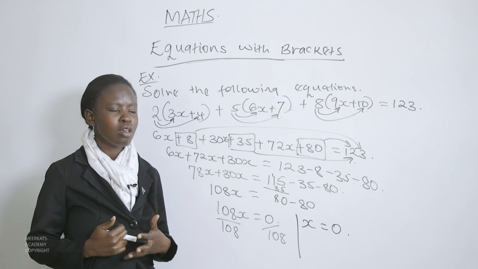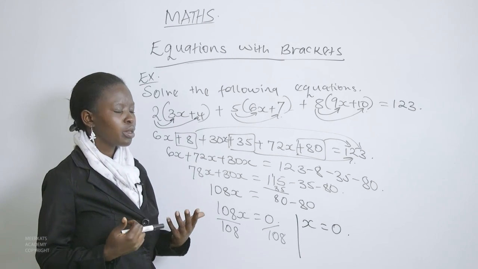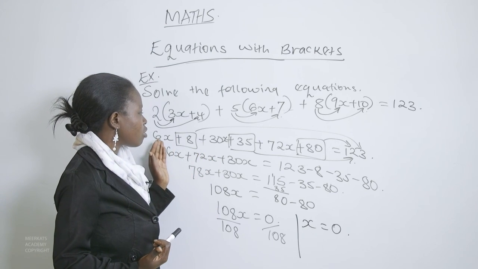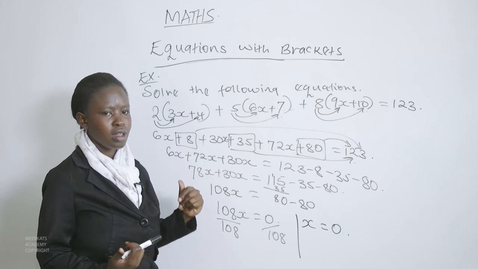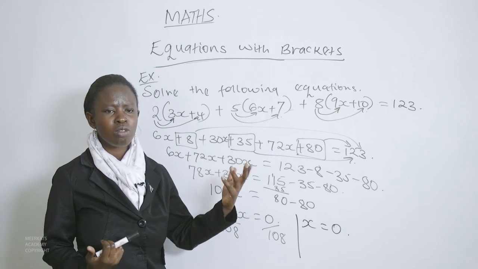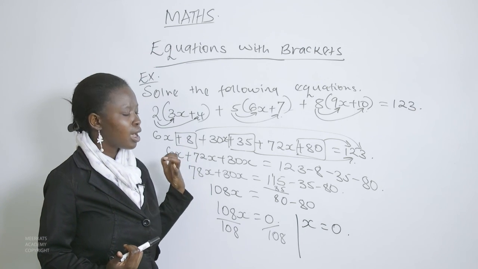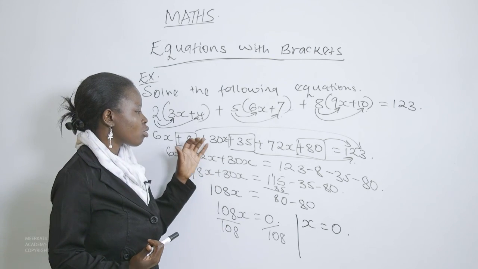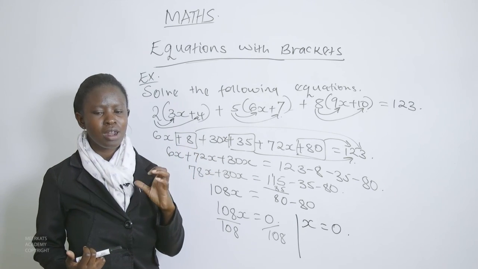What do we mean by like terms? It simply means the numbers that have the same pronumerals on them, or they are of similar kind. For instance, here we have 6x, we have 30x, we have 72x. So these are the like terms in that given equation. Then here we have 8, 35, we have 80. Those are also like terms because they all do not have the letters after them. So when you have the same pronumerals after the numbers, then they are like terms.